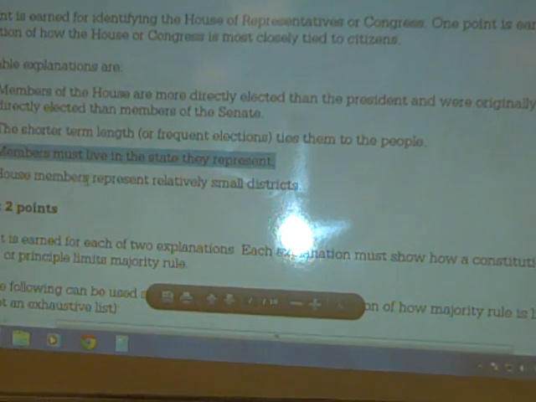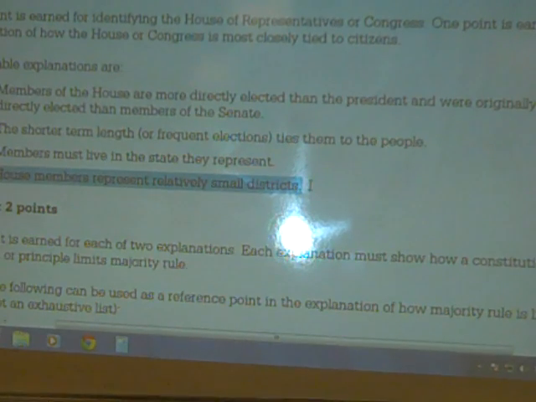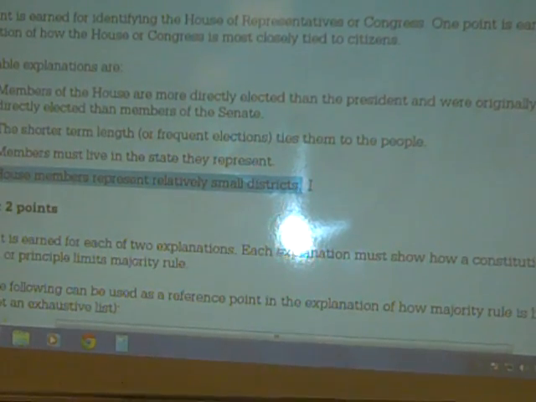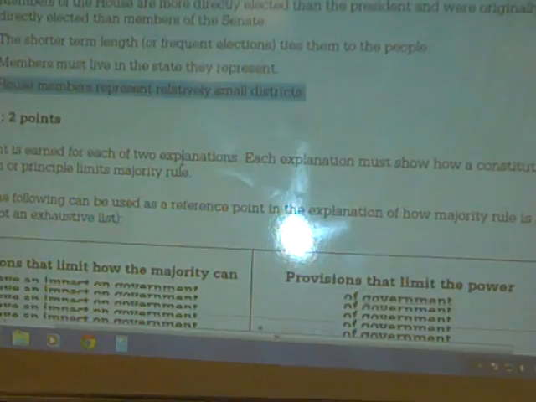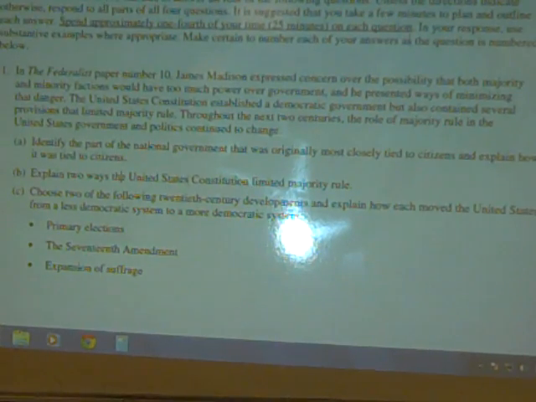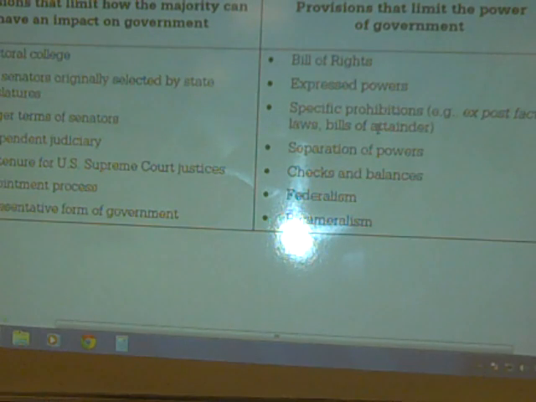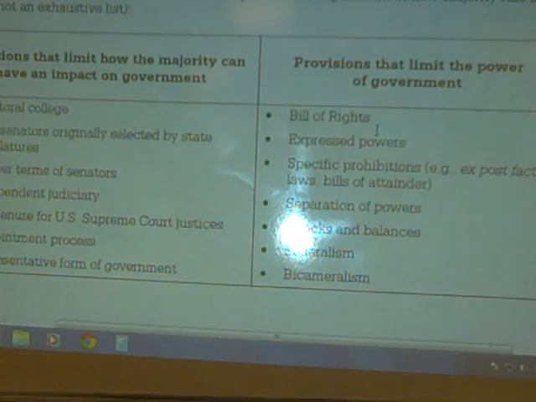And members, ooh, yeah, this is probably maybe what somebody might have put. House members represent small districts, so they can connect to their constituency more easily than, say, the president who serves the whole country, or the senator who serves the whole state at large. All right, the next question asks us 2 ways the Constitution limited majority rule. And you have a lot of choices. Let's run through them very, very fast.